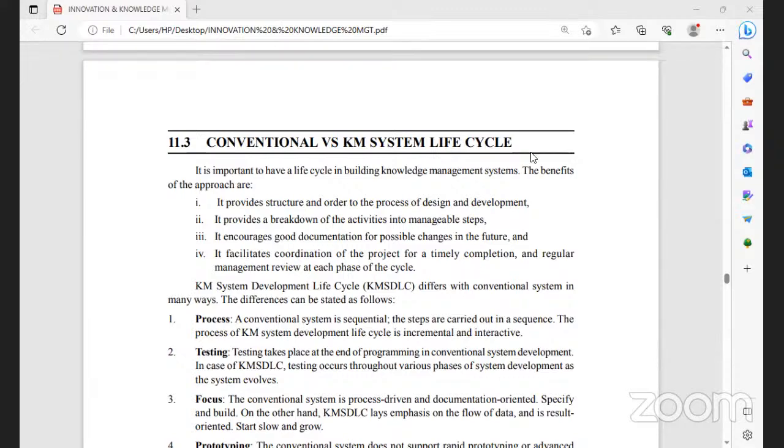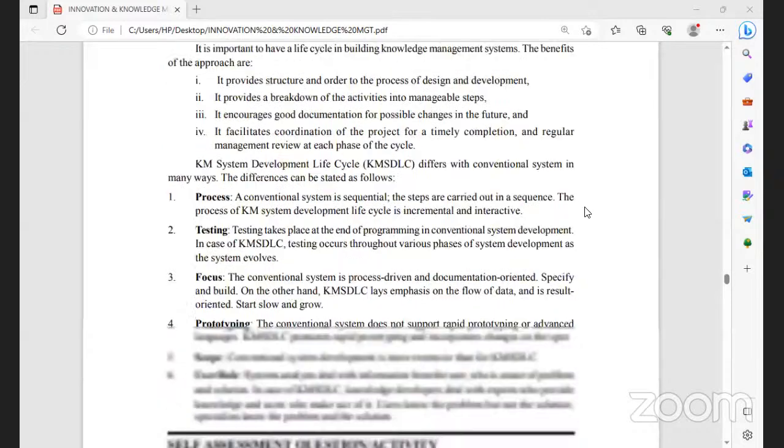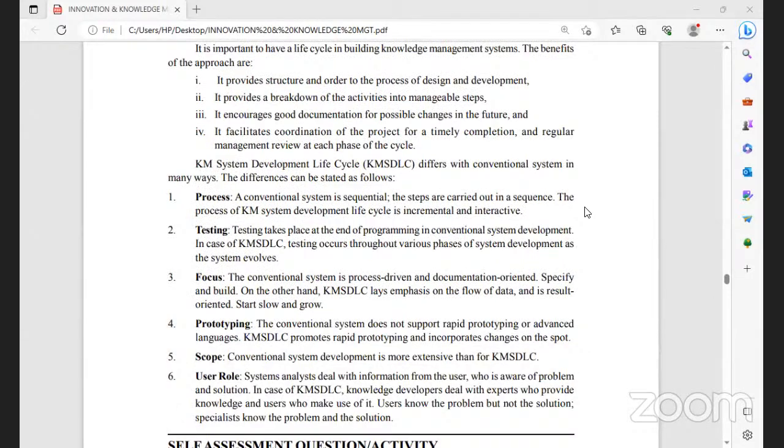It provides a breakdown of the activities into manageable steps. It encourages good documentation for possible changes in the future. It facilitates coordination of the project for a timely completion and regular management review at each phase of the cycle. Knowledge management system development differs from the conventional system in many ways. The differences can be stated as follows.